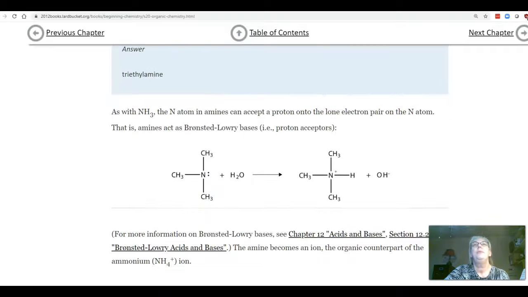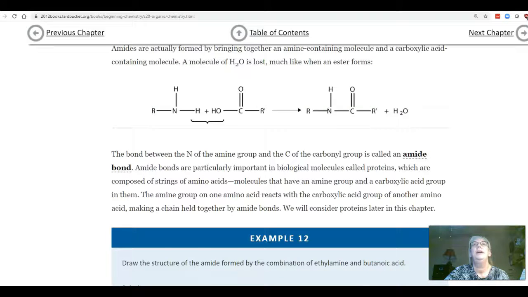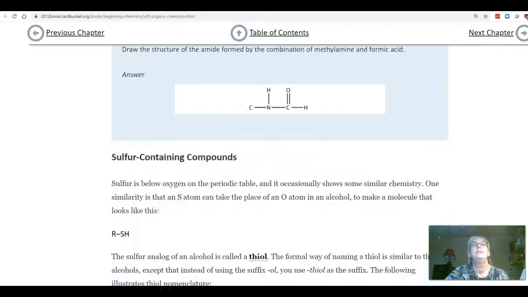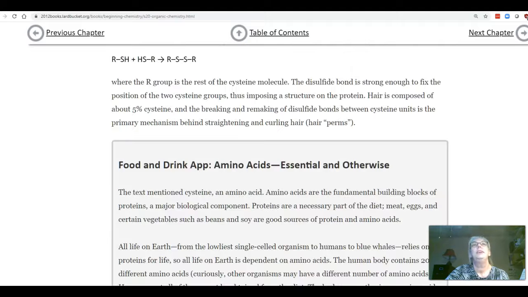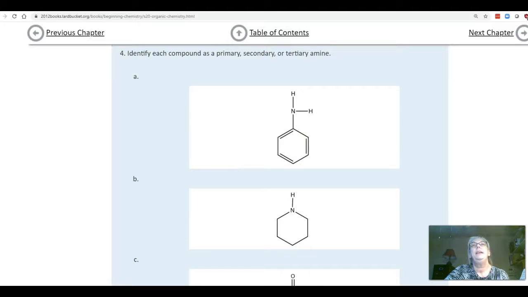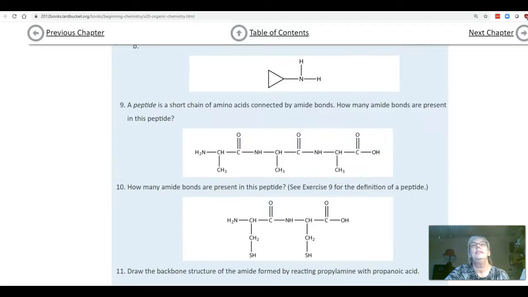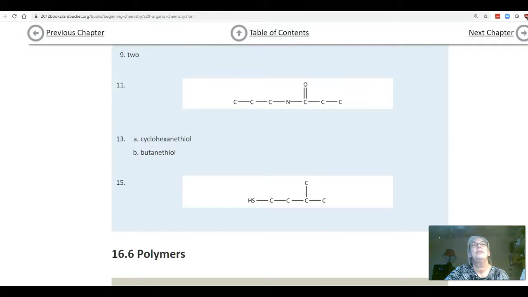So if you could just know what they are, I won't have you knowing the names and reactions probably. You probably won't get there. But naming is probably going to be the big thing in this chapter, not so much the reactions.